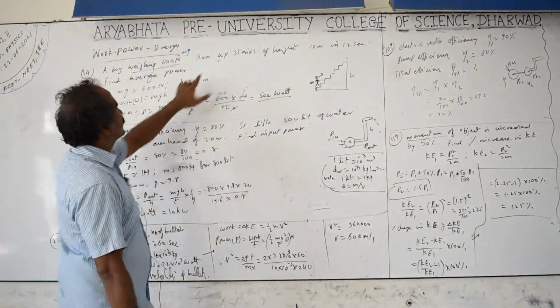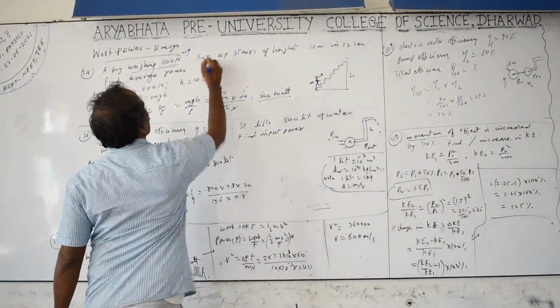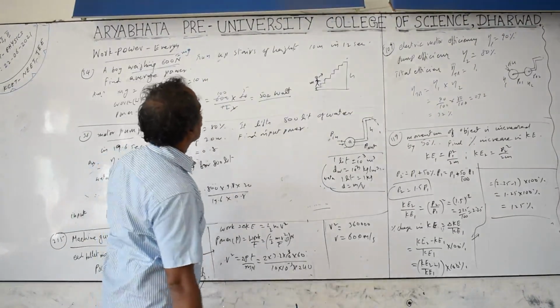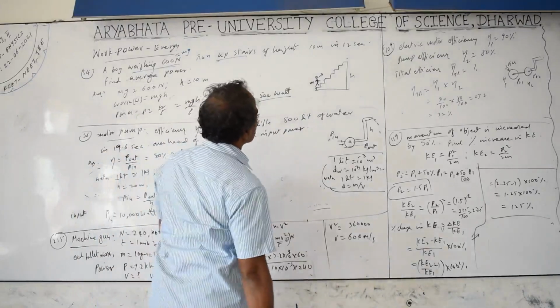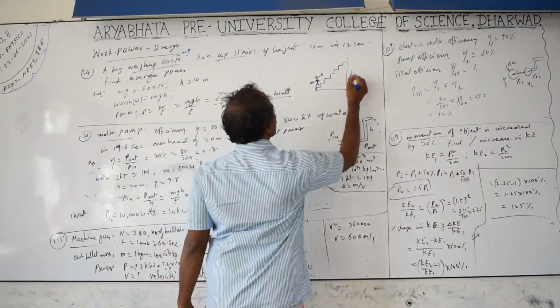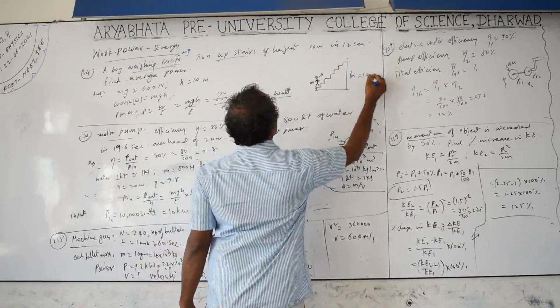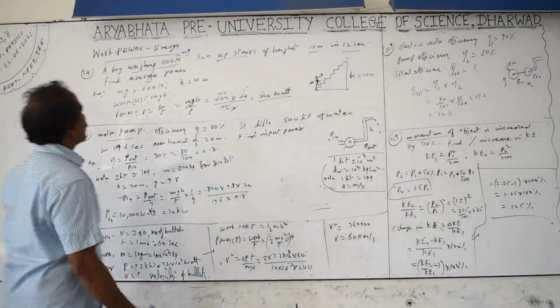He is running up stairs of height 10 meters in 12 seconds. He is going up the stairs of the height given here. The inclination length is not given, the height is 10 meters, and the time is 12 seconds. Find the average power.